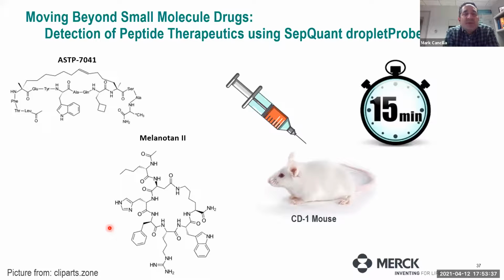Moving beyond small molecules, I want to discuss using the SetQuant droplet probe to detect distribution of peptide therapeutics. So I have a couple examples. I have ASTP 7041, which is a phase 2 clinical peptide for Aileron, for oncology, I believe, and then melanotan-2. These are both quick experiments, in CD1 mice with 15-minute time points and an IV dose.